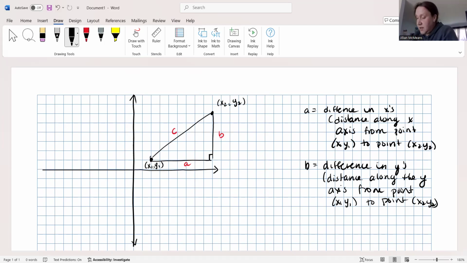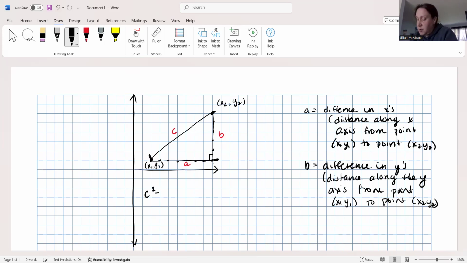So let's see what that is. If we're starting here, we would go over 1, 2, 3, 4, 5, 6, 7. And then from this point right here to this point right here would be 1, 2, 3, 4, 5. So there's a distance of 7, there's a distance of 5. We can throw that into the Pythagorean theorem and essentially get the distance of C. We can find length C.